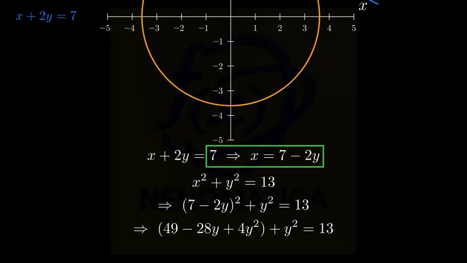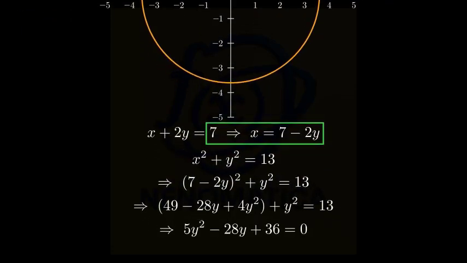5y squared minus 28y plus 36 equals 0. Factor the quadratic: (y minus 2)(5y minus 18) equals 0. From the factors we get two cases.